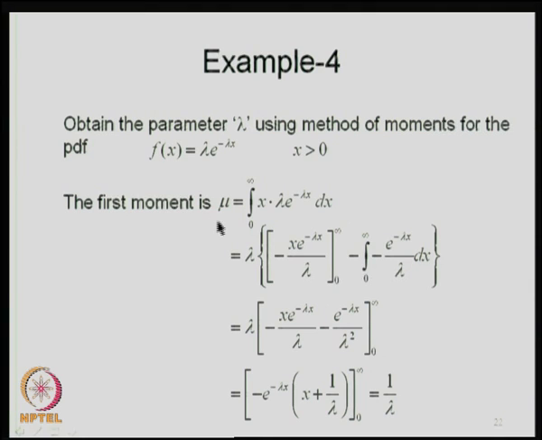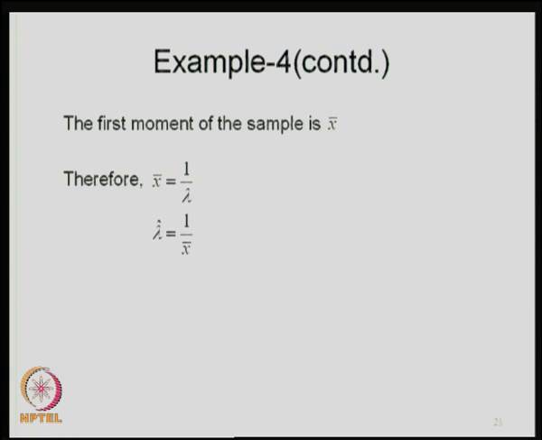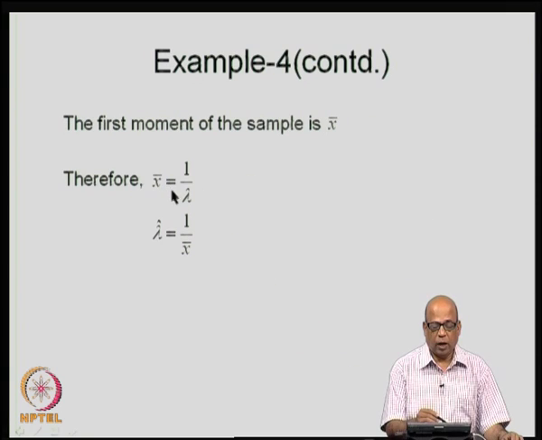Now, what is the sample estimate of mu? Mu is the first moment. So, if you have a sample, how do we estimate mu? From the sample we estimate it by x bar, which is the arithmetic average. So, we write this as x bar is equal to 1 by lambda, and therefore lambda cap, which is the sample estimate of the parameter lambda, will be equal to 1 by x bar.